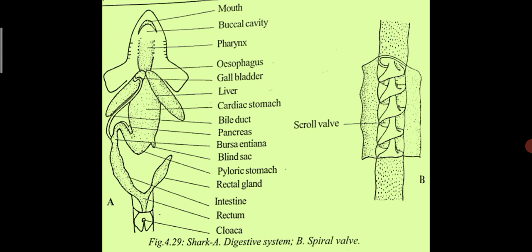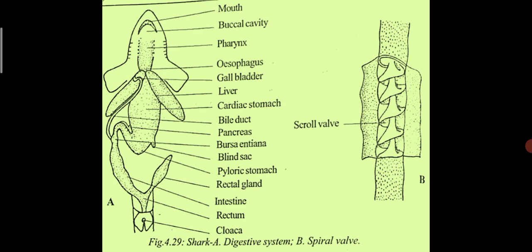So the mouth leads into the buccal cavity. The buccal cavity contains the tongue, and the pharynx receives the opening of a pair of spiracles and 5 pairs of gill pouches on the sides. Then comes the esophagus, followed by the pharynx. You can see the esophagus down towards the pharynx.